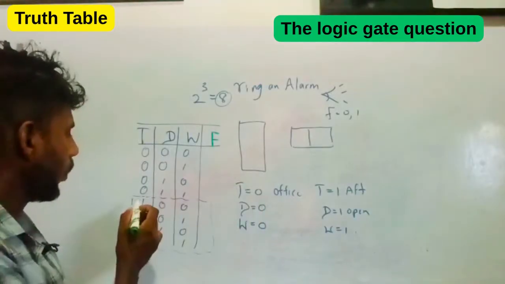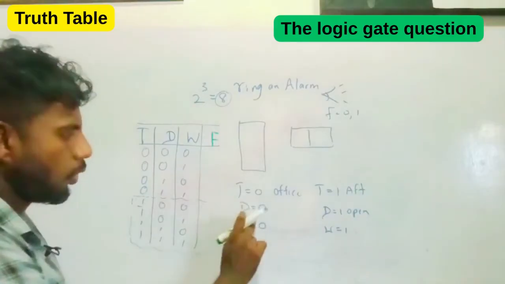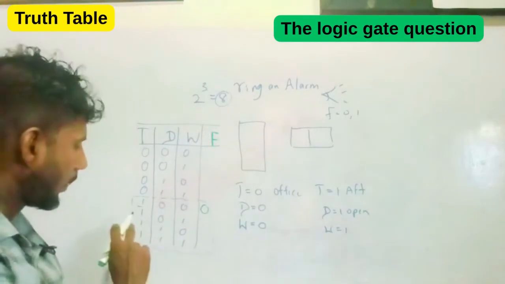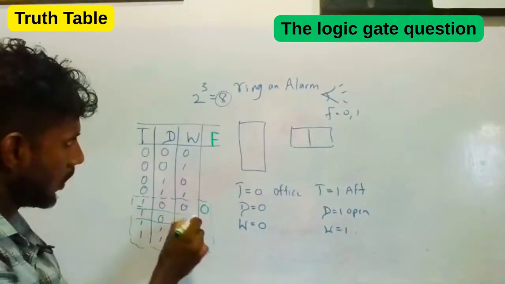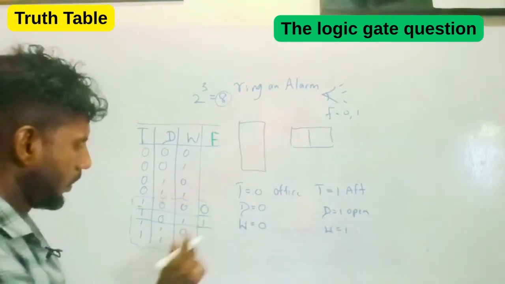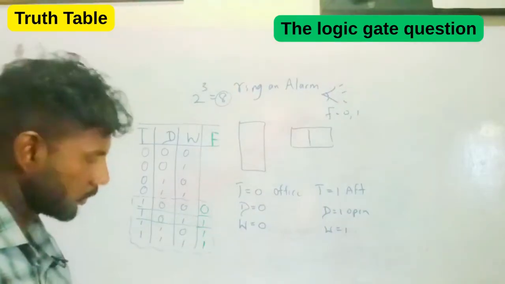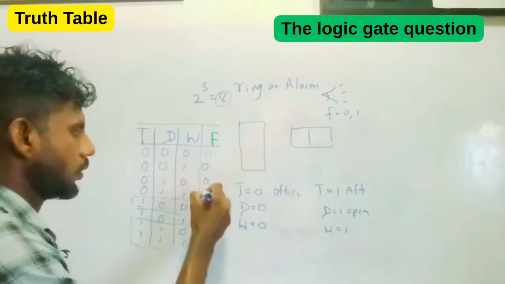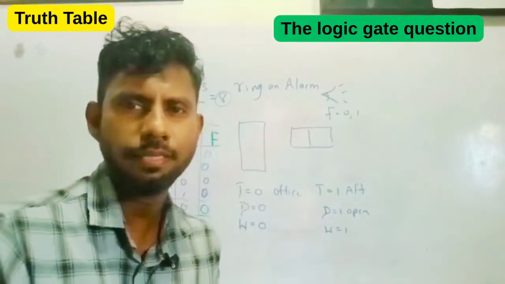And here, after the office closes, both the door and window are closed, so we don't need the alarm, right? And then again, after office close, the window is open, so we need the alarm. Again, door open during office hours, we need the alarm, right? So this is the truth table they are asking from us: 0, 0, 0, 0. So easy truth table. This question is really easy, right?